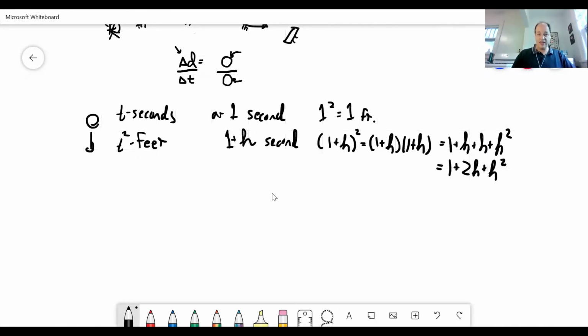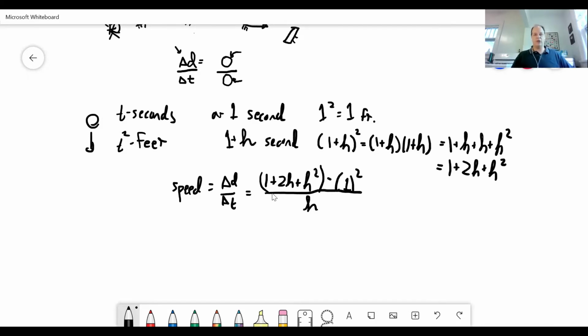All right, and that whole duration of time was h, an infinitesimal amount of time. So the speed, which is the change in distance over the change in time, is going to be our ending distance, 1 plus 2h plus h squared, minus our starting distance for that interval, 1 squared, over the amount of time that passed, h, the infinitesimal amount of time.